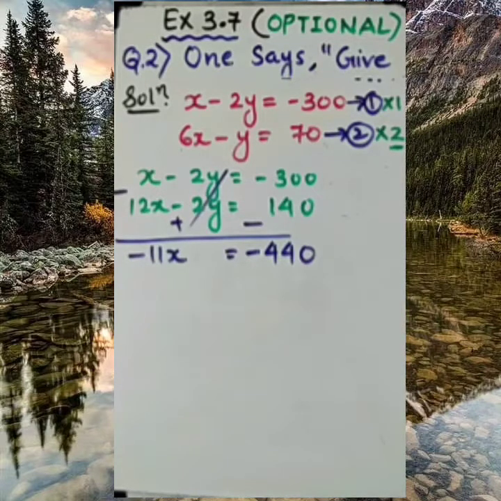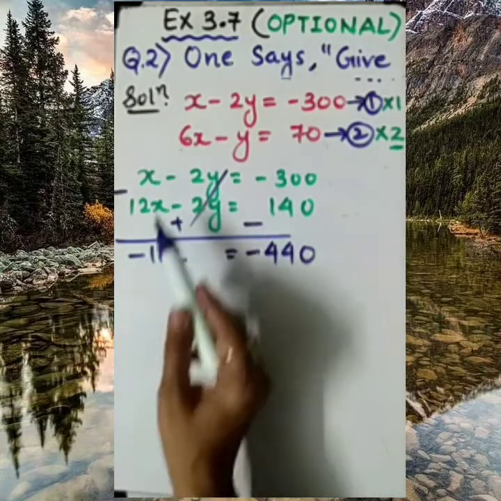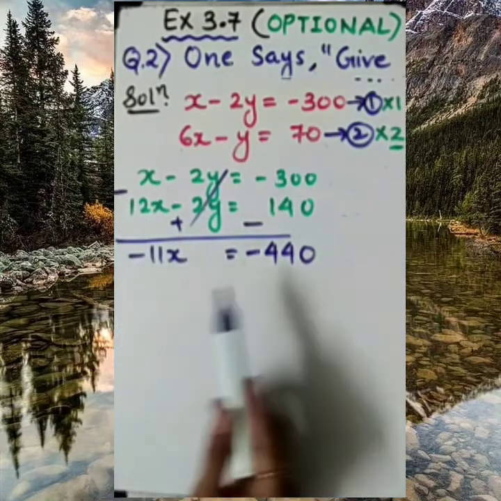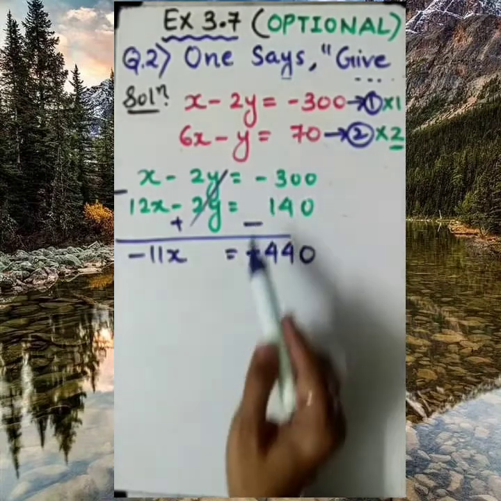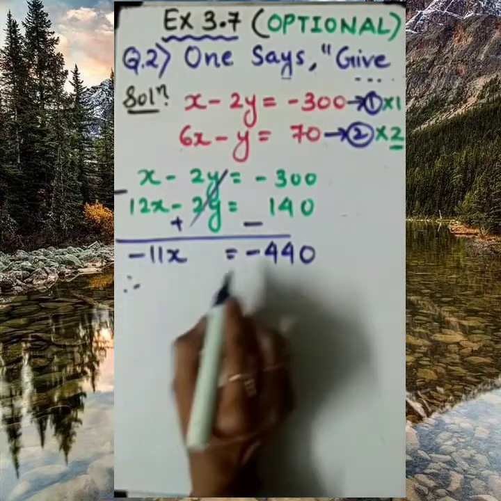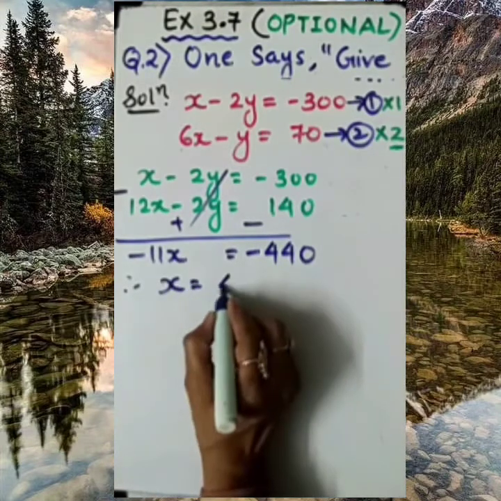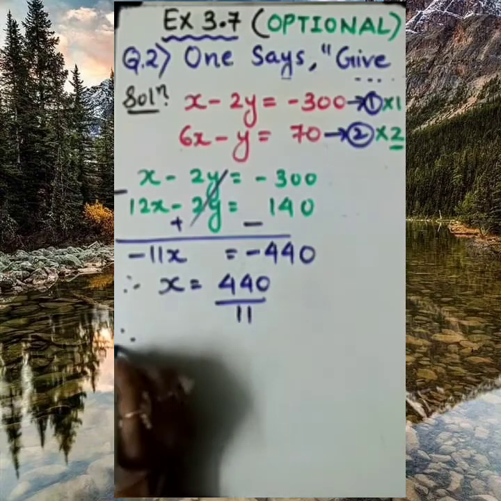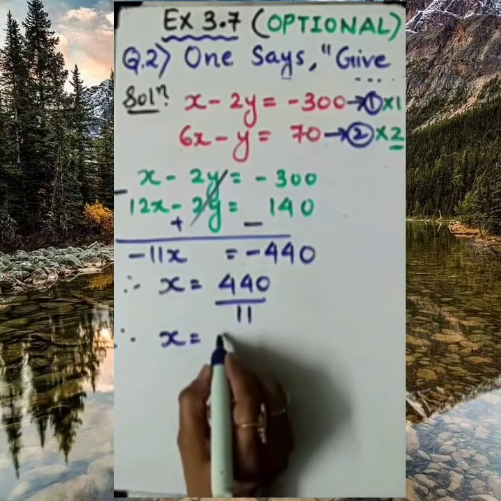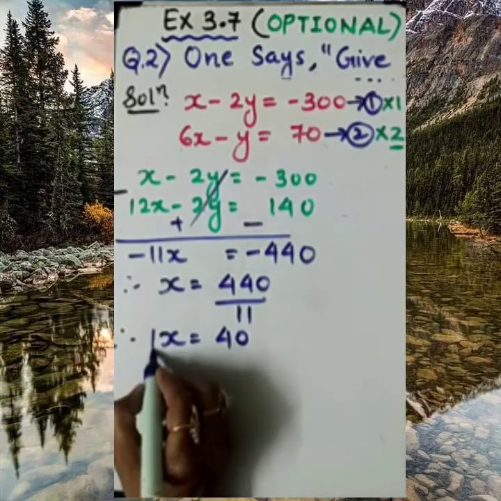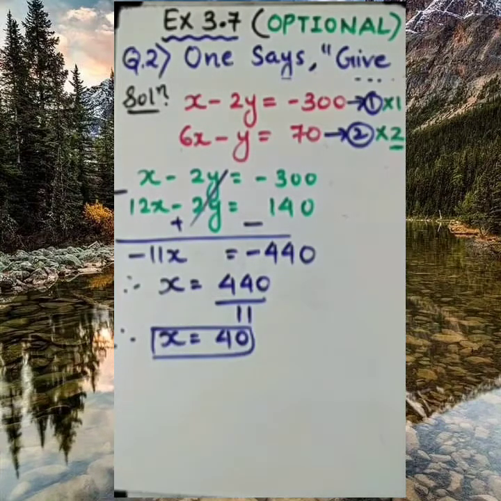Clear to you? Once again, here we will have x minus 12x, that is minus 11x, and on this side also the same sign, so addition. So it is minus 440. Therefore the minus cancels from both sides. So 440 upon 11. What do we have? x equals 40. The value of x we got is 40.